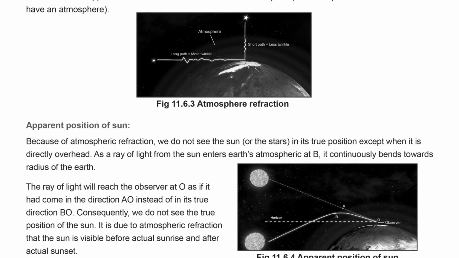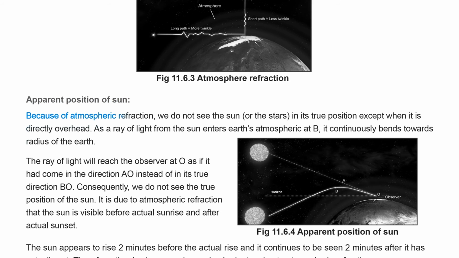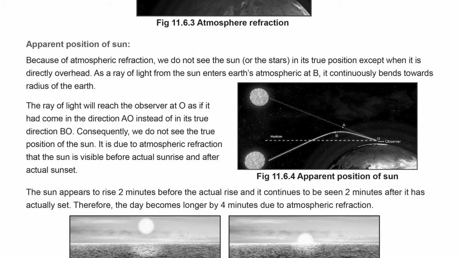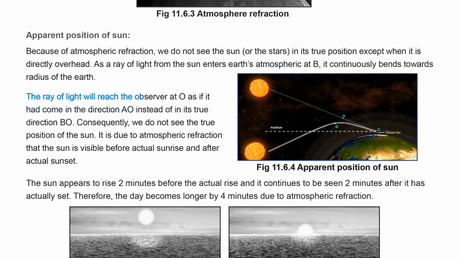Apparent position of the Sun. Because of atmospheric refraction, we do not see the Sun or the stars in their true position except when they are directly overhead. As a ray of light from the Sun enters Earth's atmosphere at B, it continuously bends towards the radius of the Earth. The ray of light will reach the observer at O, as if it had come in the direction AO instead of in its true direction BO. Consequently, we do not see the true position of the Sun.